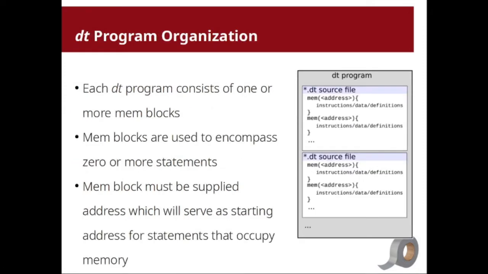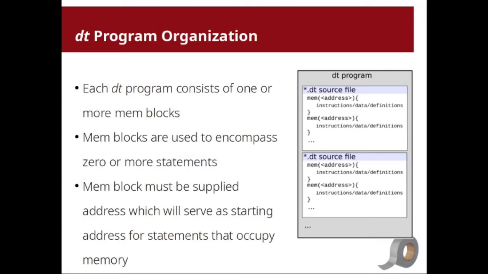The figure towards the right shows the high-level organization of a DT program. Each DT program is composed of one or more mem blocks. The mem blocks are used to encompass zero or more statements. Each mem block must be supplied an address which will serve as a starting address for any statements which will occupy memory in the output file.